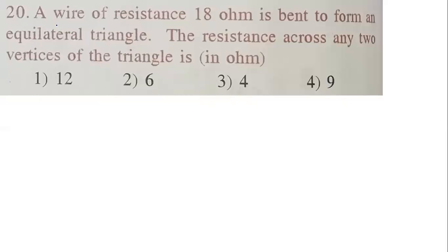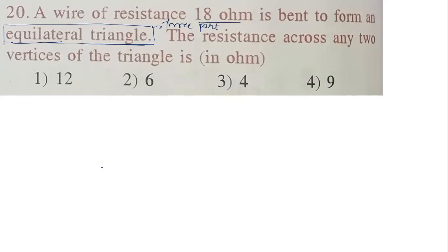A wire of resistance 18 ohm is bent in the form of an equilateral triangle. The question asks for the resistance across any two vertices. Okay, we need to find out. Bent in the form of an equilateral triangle means we're going to make 3 parts.